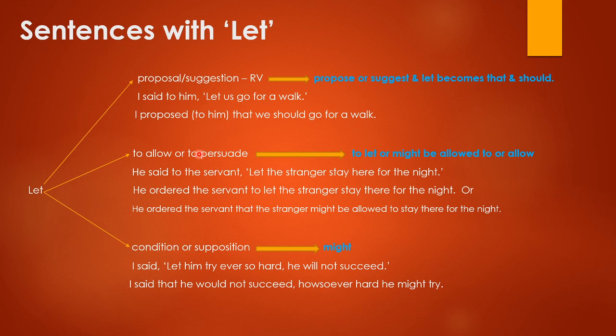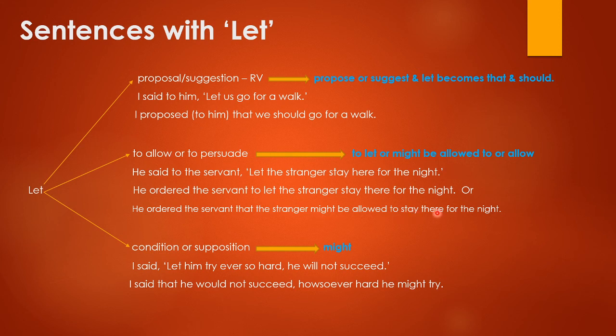Now next, if the sentence with let means to allow or to persuade, like taking permission, then it will change into the to let form, or might be allowed to, or allow. So it can change into any of the three. For example, he said to the servant, let the stranger stay here for the night. So he ordered the servant to let the stranger stay there for a night, or he ordered the servant that the stranger might be allowed to stay there for the night. Both ways are correct.